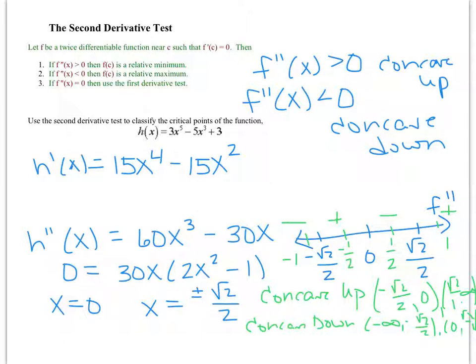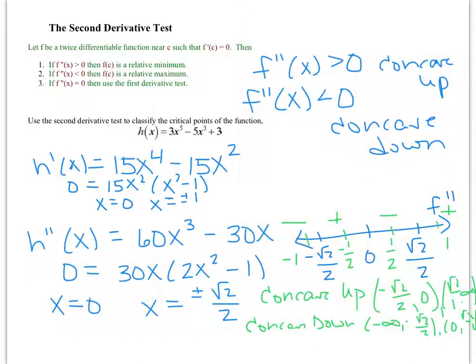Now to figure out if I have maxes or mins, I need to know for my derivative what those exact values are. So I need to know when h prime of x is equal to 0. So I'm going to set this equal to 0. I can factor out a 15x squared. So I'm left with x squared minus 1. When I solve, I have x equals 0, x equals plus or minus 1.